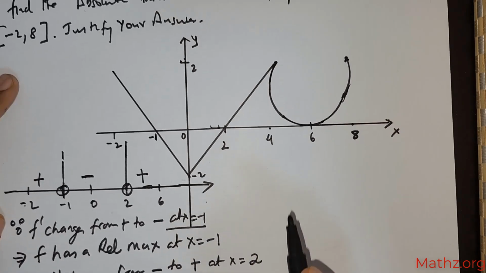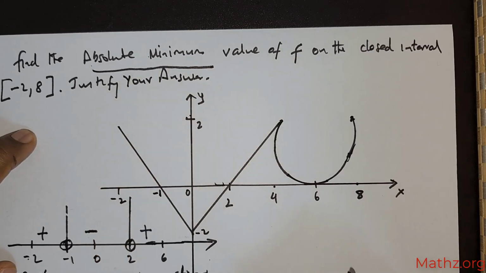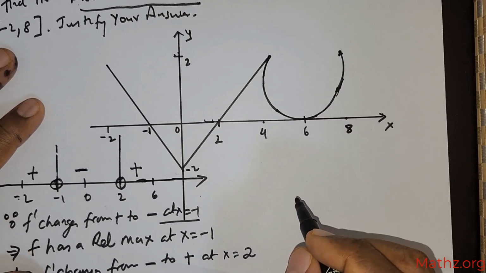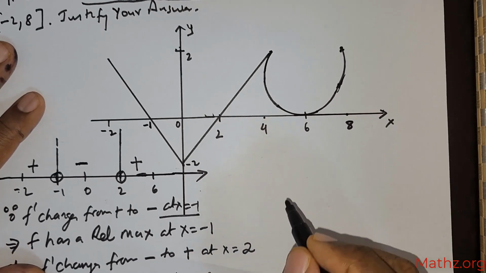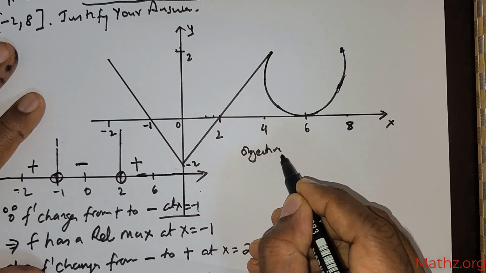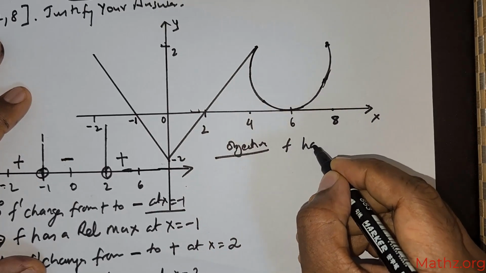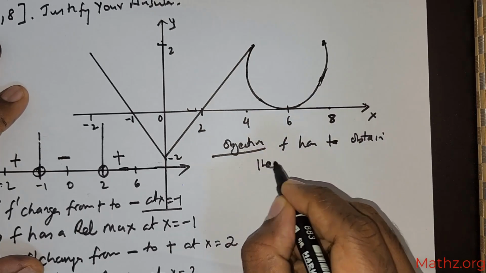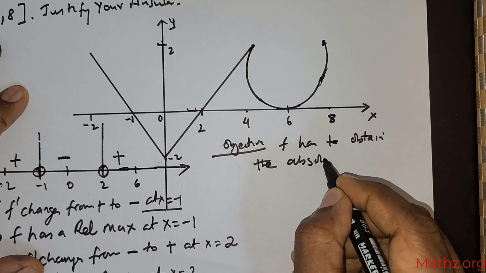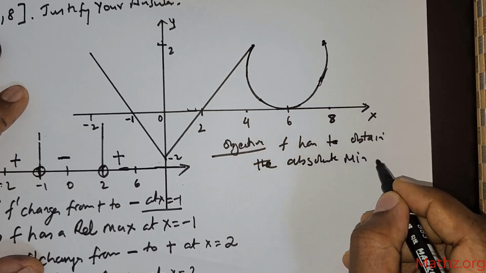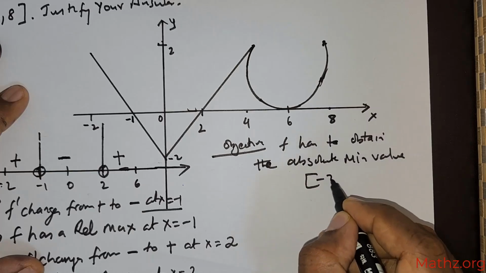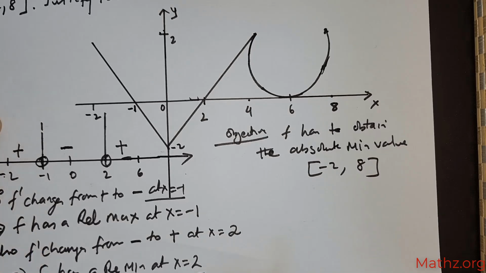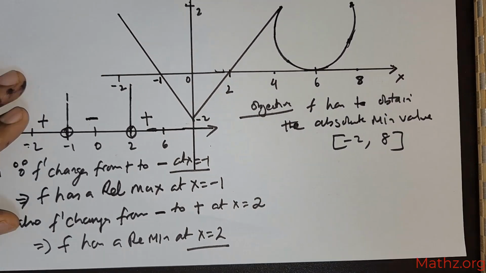But the question says find the absolute minimum value. So between −2 and 8, we will have to look at where exactly the function attains its absolute minimum. So the objective is that f has to attain the absolute minimum value between −2 and 8. This is the requirement. Now how are we going to get that? That is the objective of this question.